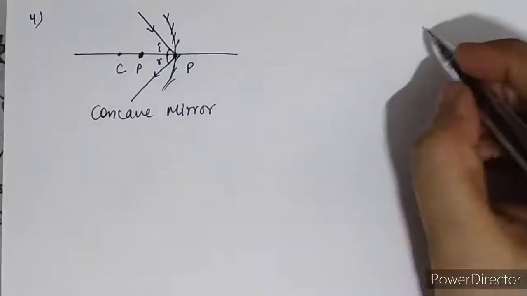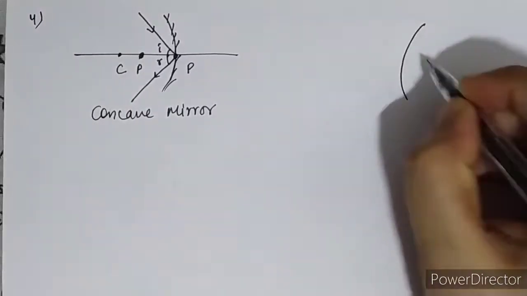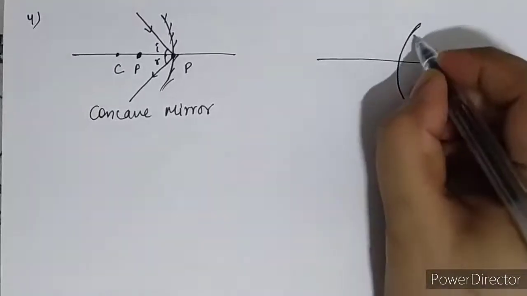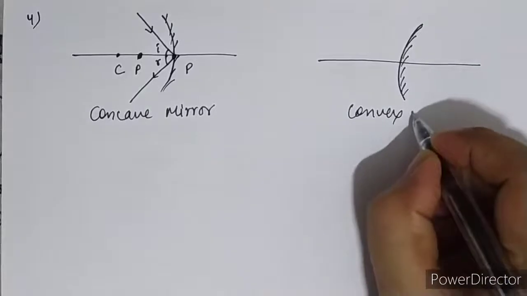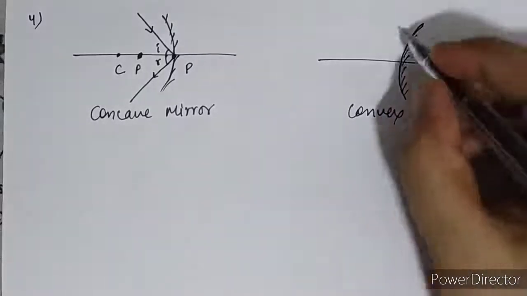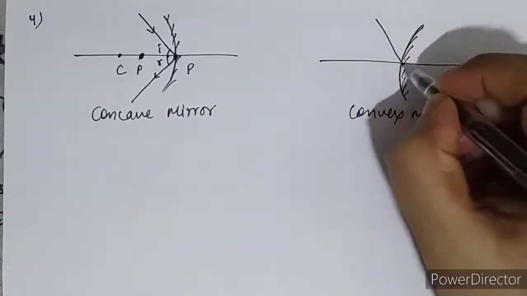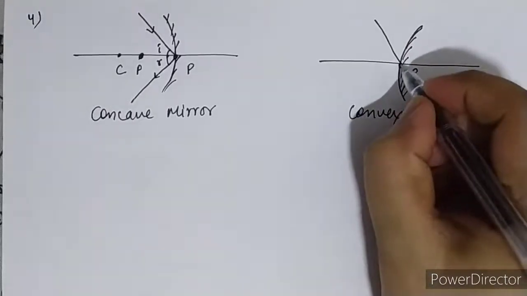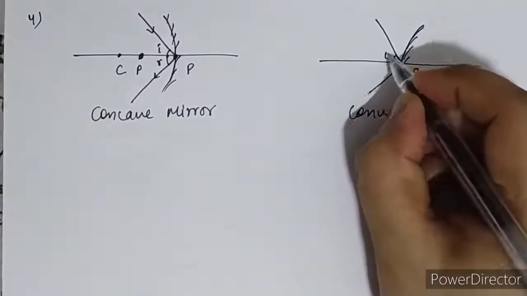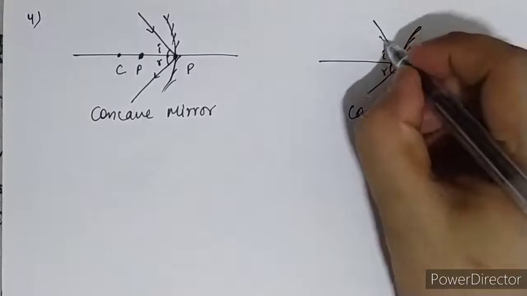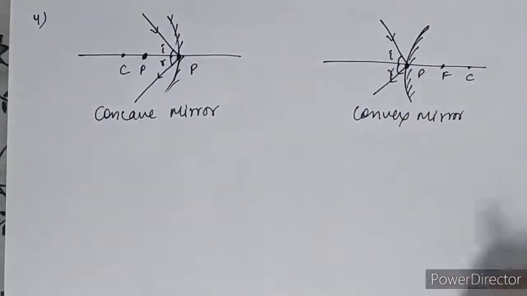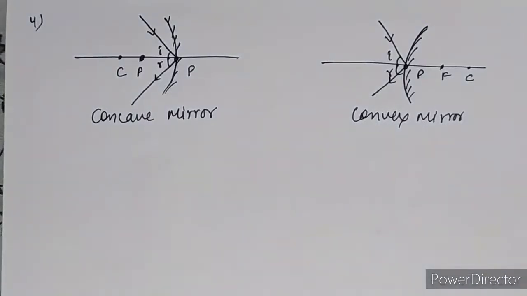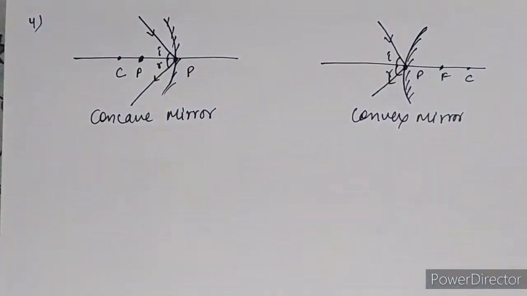Even in the convex mirror as well: convex mirror, principal axis, polished. Rays incident on the pole make the same angle. The principal axis here behaves like a normal. Okay, focus and the center of curvature. Clear? So this is the fourth rule for image formation by a spherical mirror.